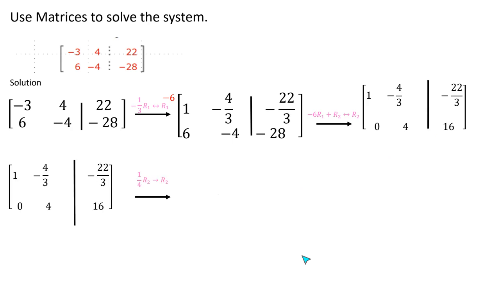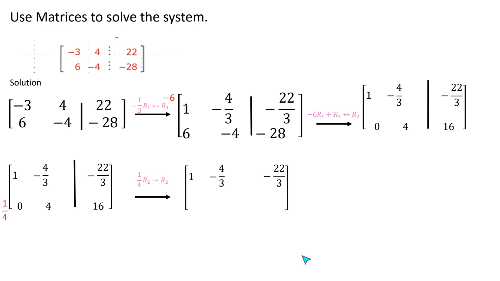So let's go ahead and do that. Let's get our 1 here by multiplying 1/4 to row 2 to get a new row 2. Again, my row 1 is not getting altered, so let's write our row 1 in to make sure that we don't mistake it and think that we have to do something to it. We're not doing anything to this one right now. We are getting a new row 2. So let's go ahead and do that operation.